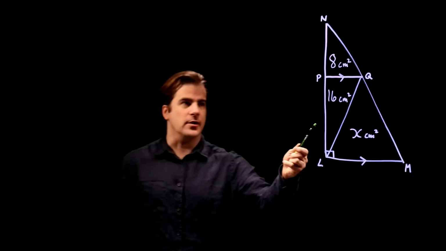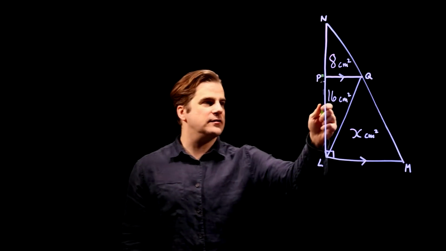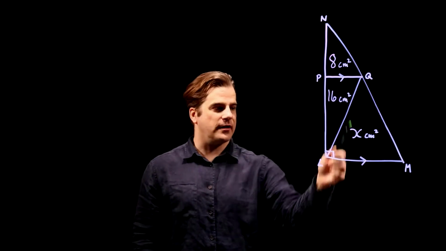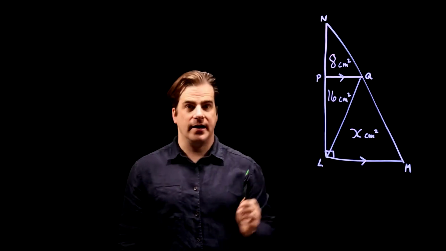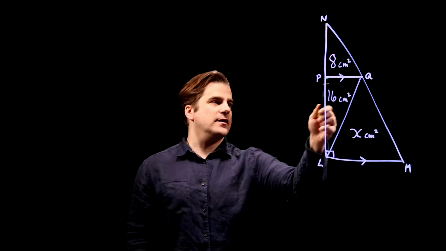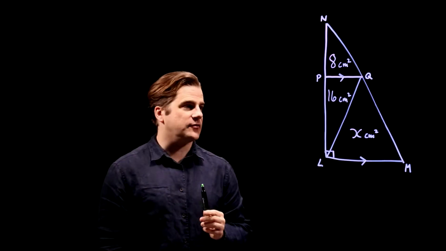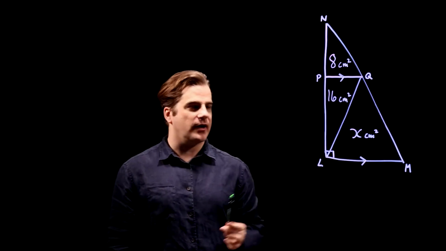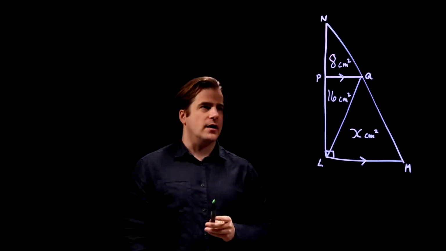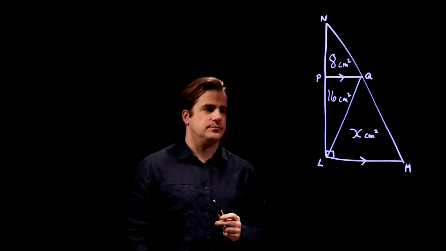Okay, so here's our problem. We have this triangle and these two parallel lines denoted by the arrows. We're told that this triangle has an area of 8 cm squared. This triangle has an area of 16 cm squared, and we have to find the area of this triangle, which I've decided to call X. Right, how are we going to do this?